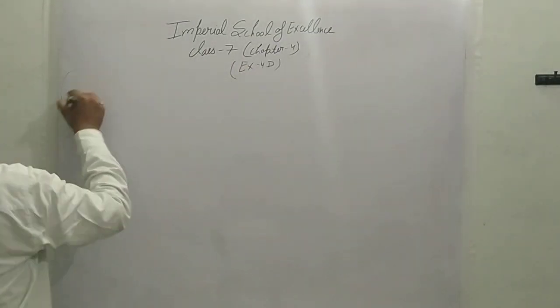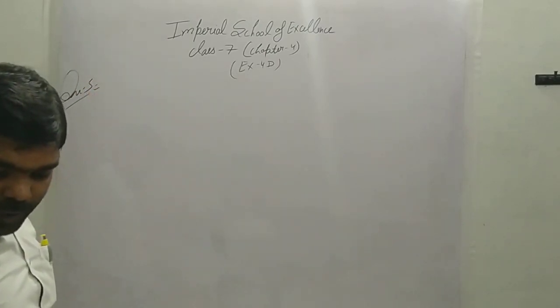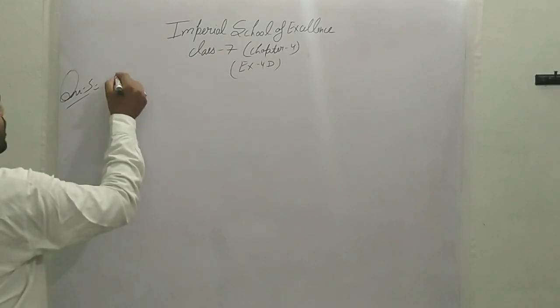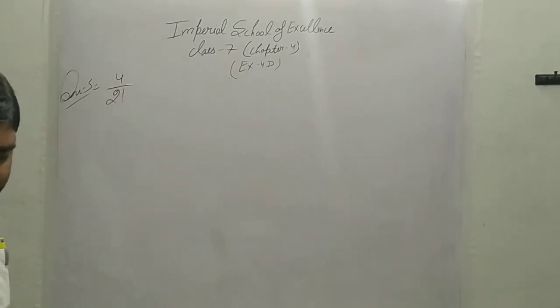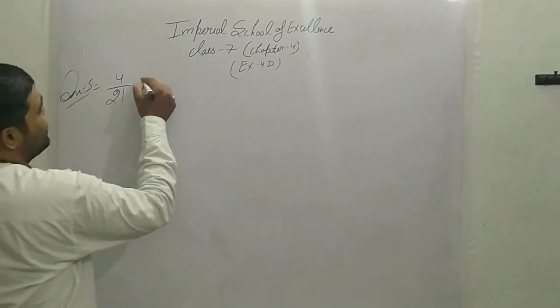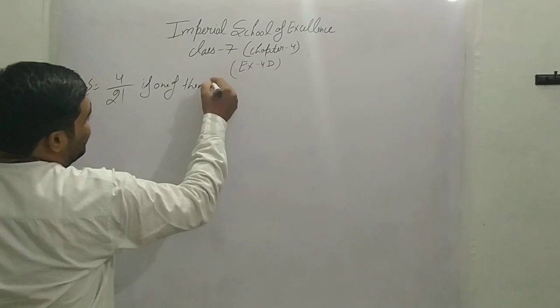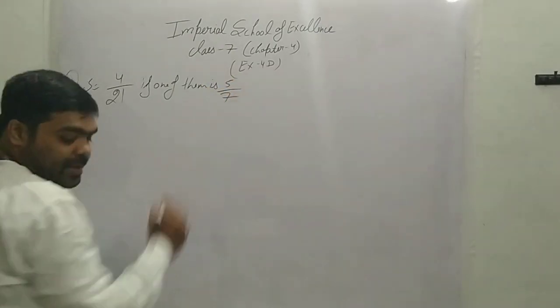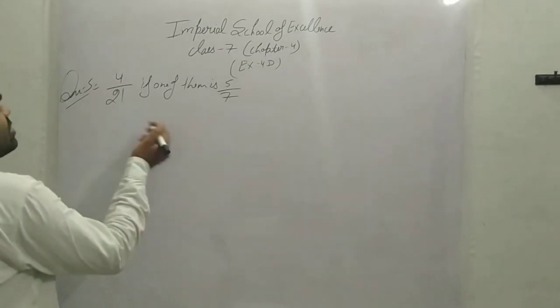Question number 5 is given here. The sum of two rational numbers is 4 upon 21. दो rational number का sum दे रखा है 4 upon 21. If one of them is 5 upon 7, find the other. अब हमें क्या करना है? हमें दूसरा rational number find करना है.